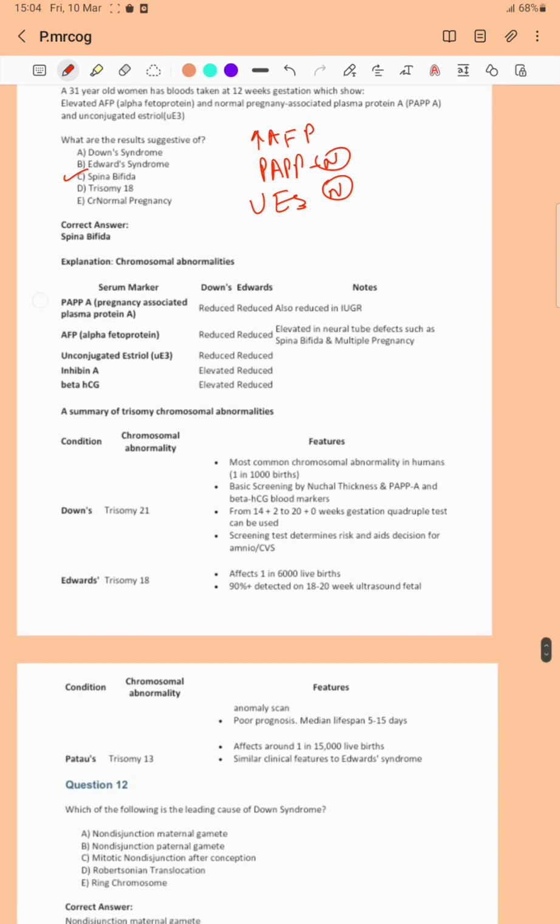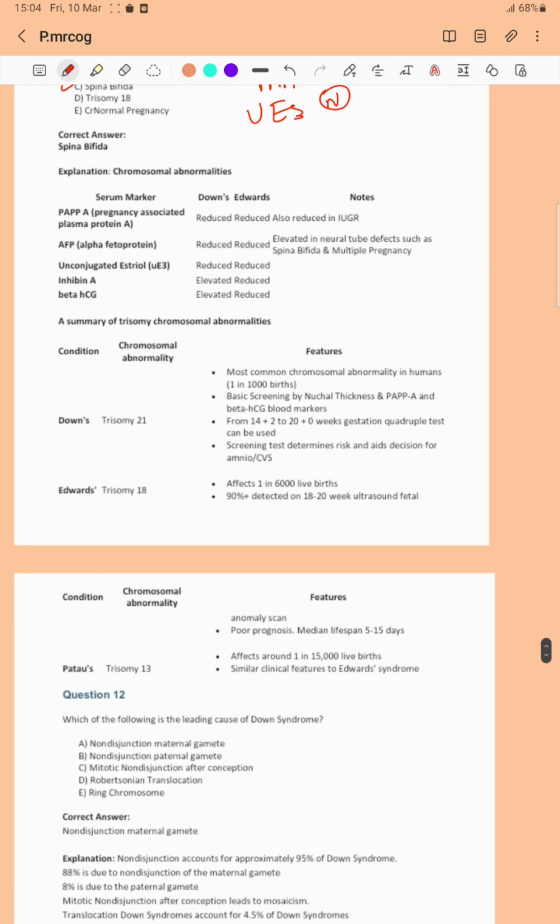Let's see some explanation here. So what about the serum markers? One is PAPP-A, which is pregnancy associated plasma protein. In Down syndrome and Edwards syndrome, what will be the difference? Because the most common is Down syndrome, and then comes Edwards syndrome. So PAPP-A is reduced in both syndromes, and alpha fetoprotein is again reduced in both syndromes. However, it is raised in neural tube defects such as spina bifida and in multiple pregnancy.